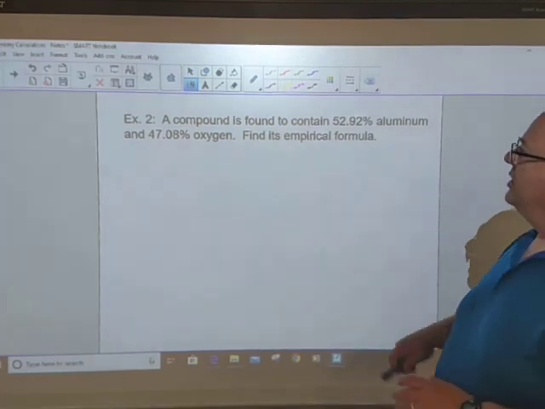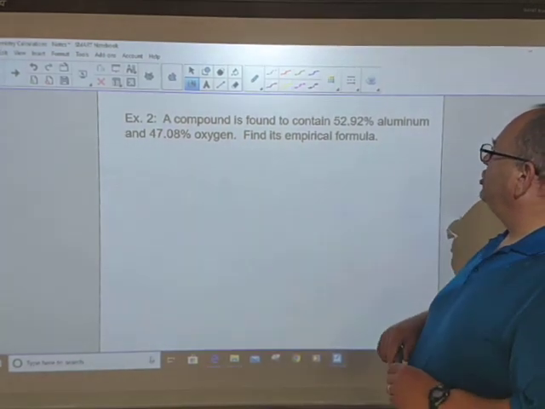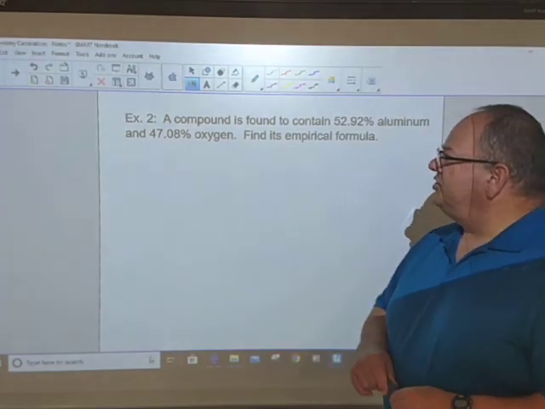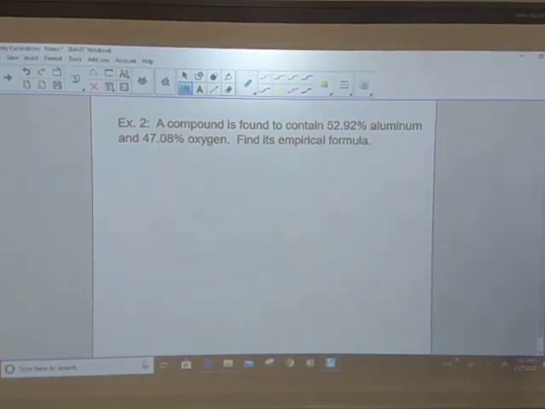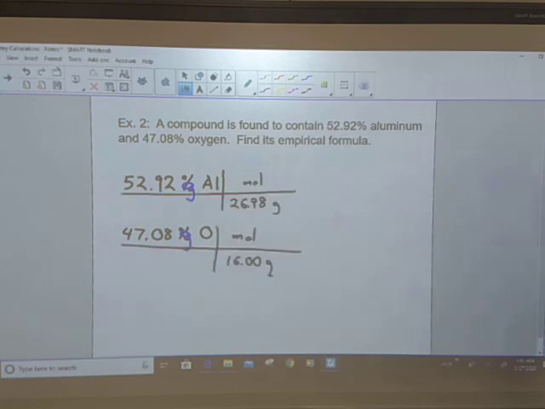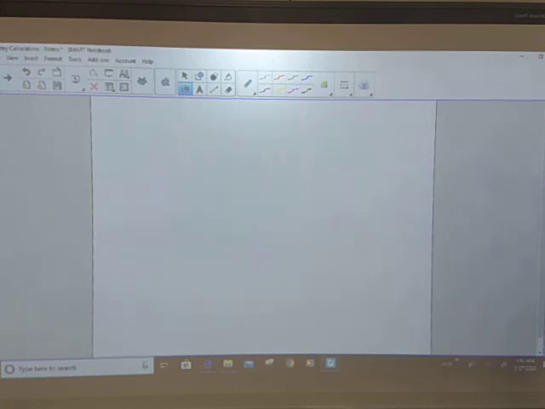All right, let's try this one. 52.92% aluminum, 47.08% oxygen. Looking for the empirical formula. So I write down my original. I was given percents, so I'm going to change that to grams. Okay. I got grams, now I'm going to change to moles. So I look up on the periodic table to find aluminum and oxygen. I do my math.